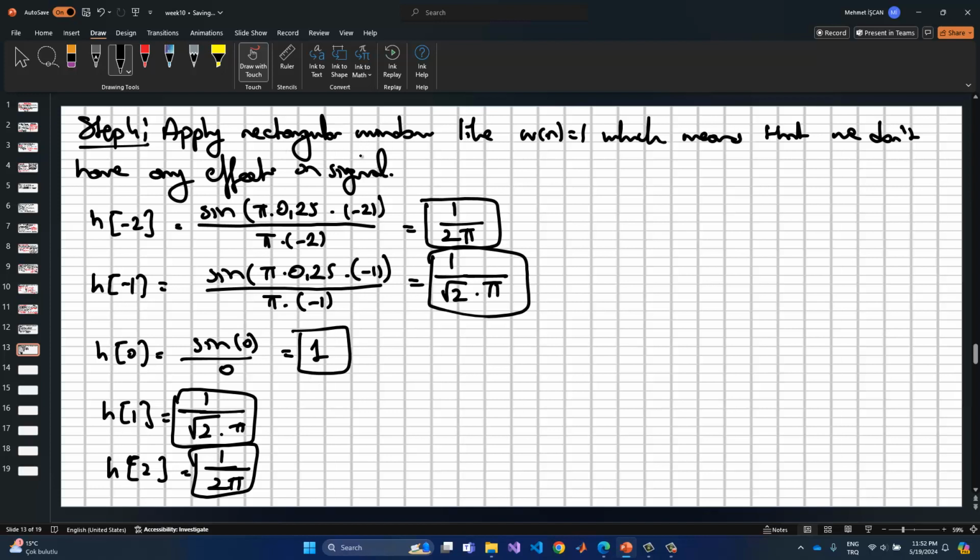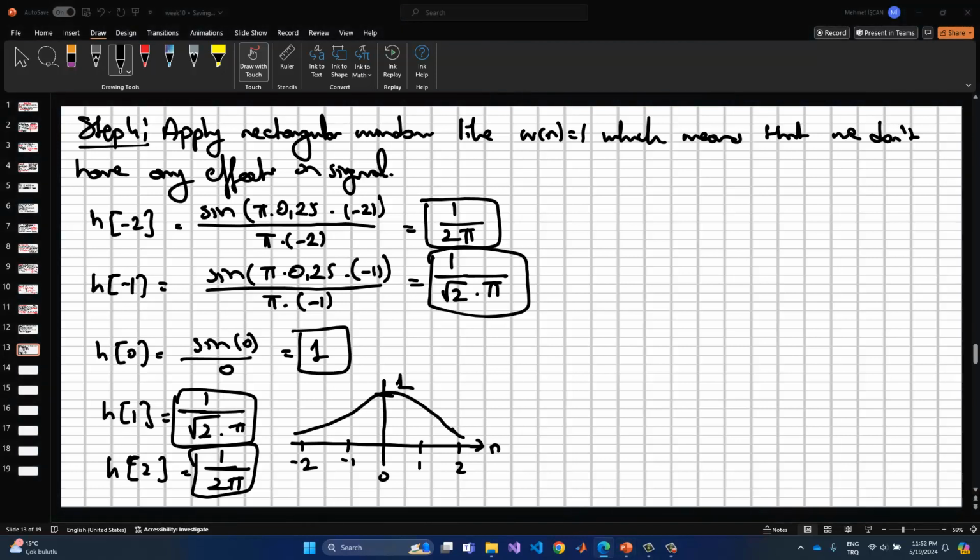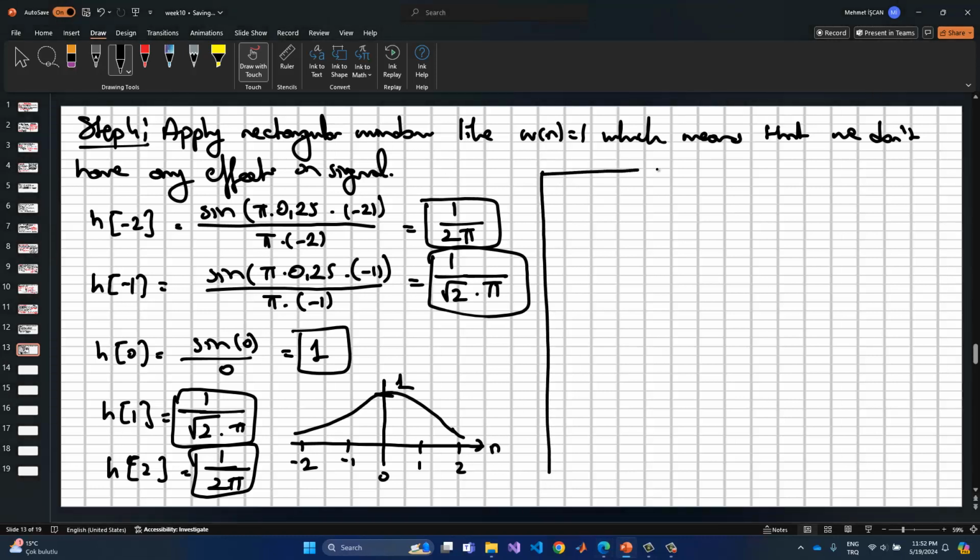This is for a given rectangular window in here, because at each case we multiply by 1, 1, 1, 1, 1. And so we have just these kinds of filters for n minus 2, minus 1, 0, 1 and 2, and we have this kind of rectangular, curve-like function in here, which is based on the signals. And in step 5 we need to write the formula.